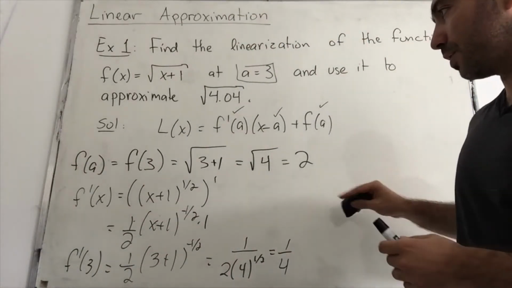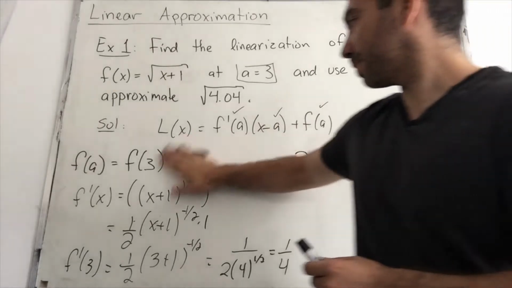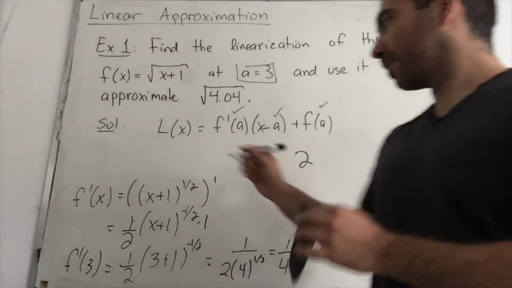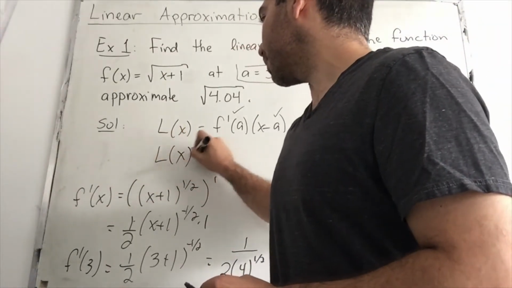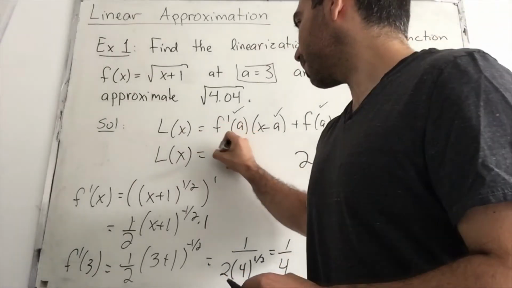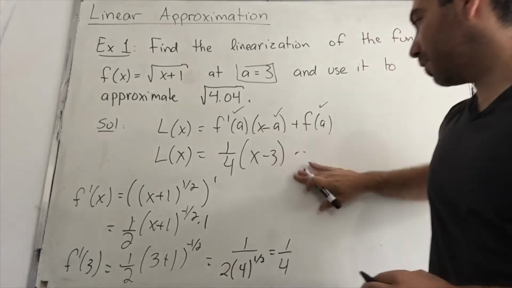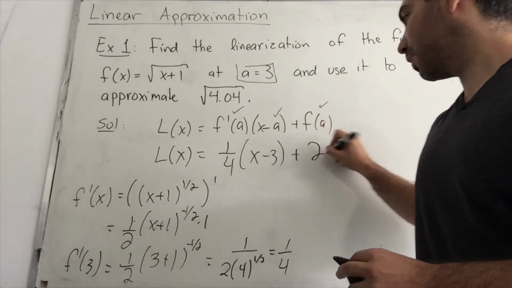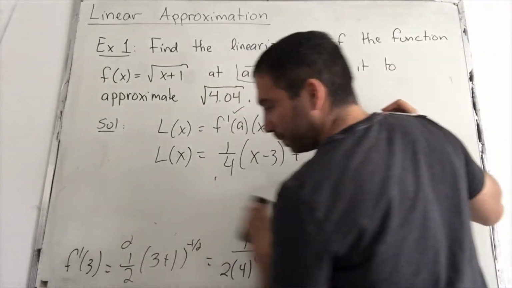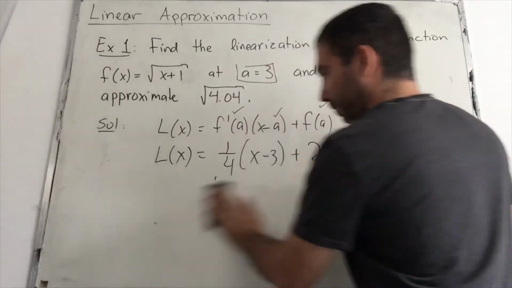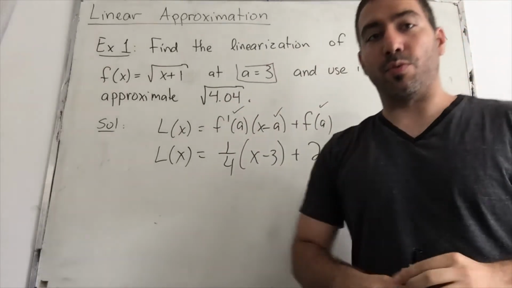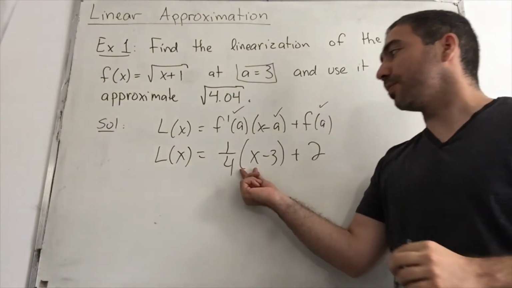I'm just going to erase this. So f of a is here. So our linearization formula is equal to f prime of a, which is 1/4, times x minus 3, plus 2. I'm just substituting all the information that we know. And the next step is we have to figure out the value of x to substitute in here.